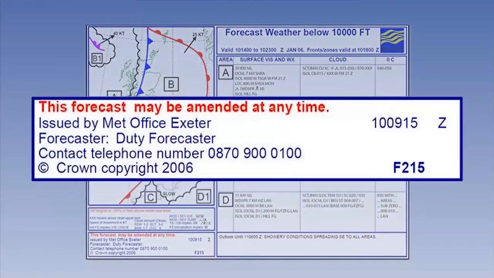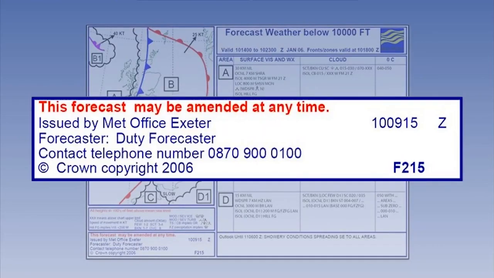In the United Kingdom, the chart is commonly referred to as the form 215, or just 215. It's produced every 6 hours, 365 days a year, for aircraft flying low-level over the United Kingdom and adjacent areas. Also shown on the chart is the issue time, duty forecaster, and contact details.